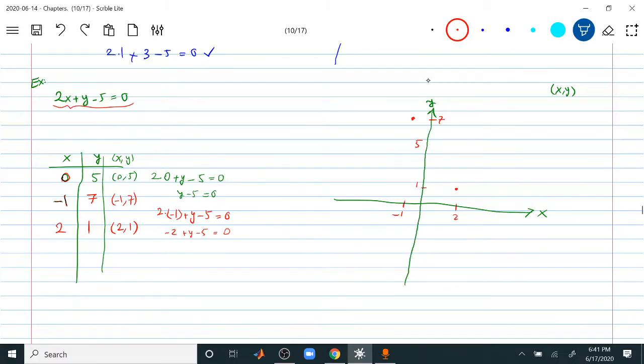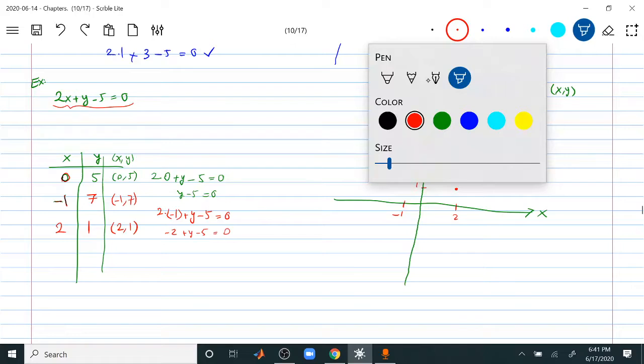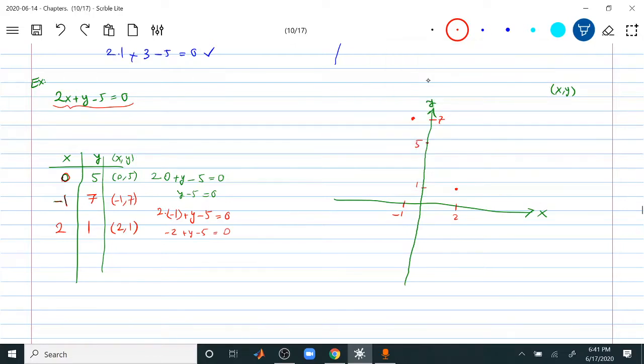Undo that. The points may not be that accurate where the location is, but you can make the scaling correct. This way it's more accurate. You can pick another point if you want. You can pick values for y.